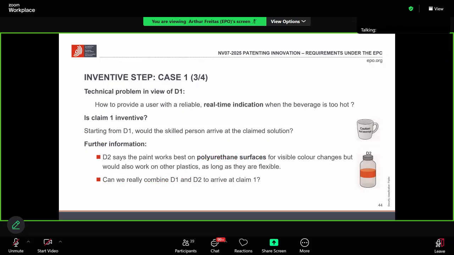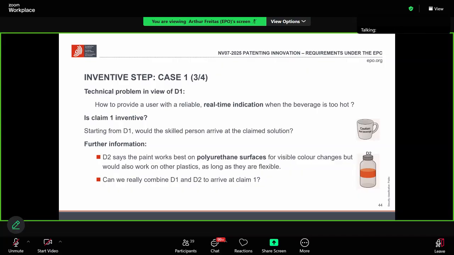Okay, so I look at D2 and I find something of interest. I find the following information. D2 says that the paint works best on polyurethane surfaces for visible color changes, but would also work on other plastics as long as they are flexible. Okay, that's interesting information, right? It's saying that it works well with plastics, and also flexible plastics. So I start wondering, would that work on my ceramic cup?